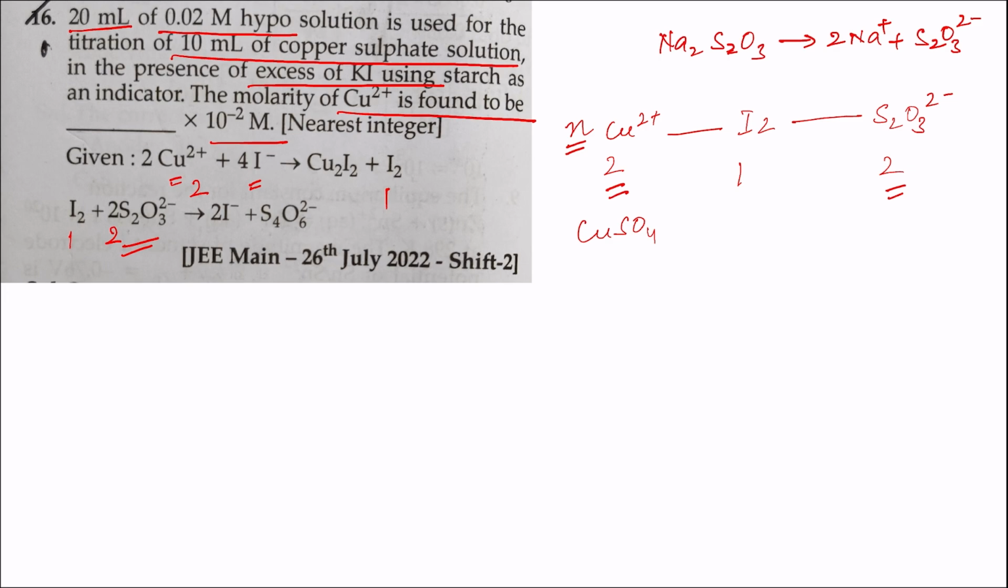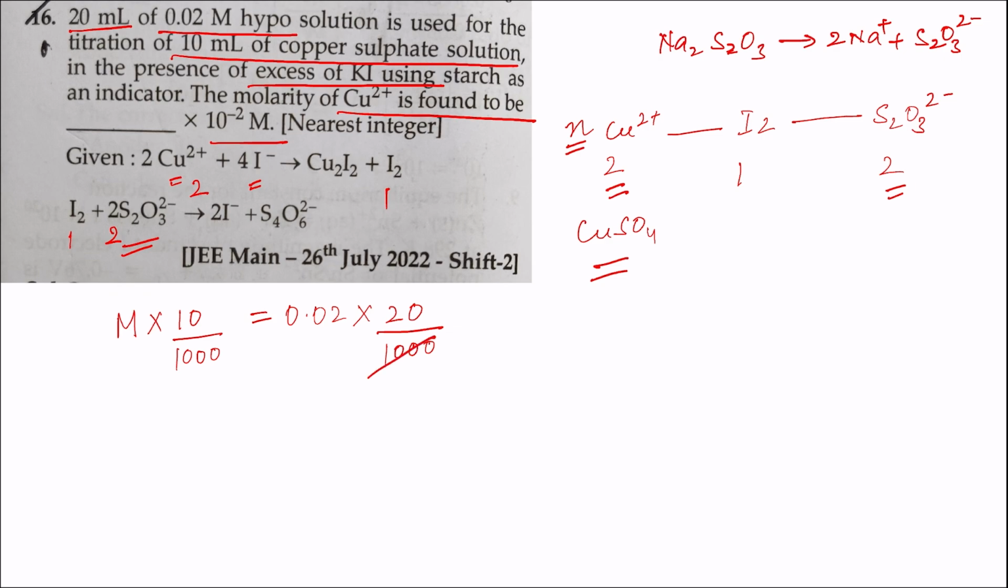Moles of copper sulphate will be equal to molarity of copper sulphate, let it be M, multiplied by volume of copper sulphate in liters. It will be 10 divided by 1000 liter. And since moles of copper sulphate is same as moles of hypo, it can be written as molarity into volume of copper sulphate, that is moles of copper sulphate, is equal to moles of hypo. And what will be the moles of hypo? Moles of hypo will be molarity of hypo, that is 0.02, multiplied by volume of hypo in liters. It will be 20 divided by 1000.